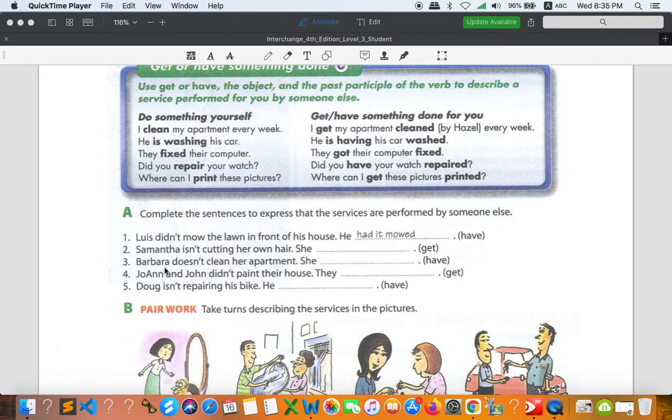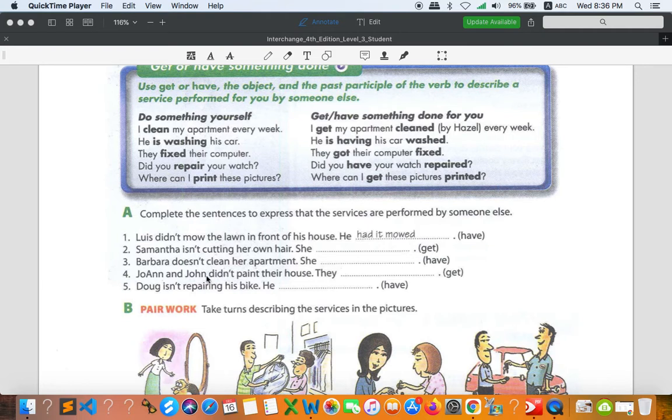Barbara doesn't clean her apartment, so that is present simple. Her apartment is an object. One more thing, doesn't clean is in the present simple tense, so you can say she has, because the verb given is have, then you have to change it to she has, right? Because the subject is she. So you can say she has it cleaned. The it here refers to her apartment. All right, so once again, she has it cleaned.